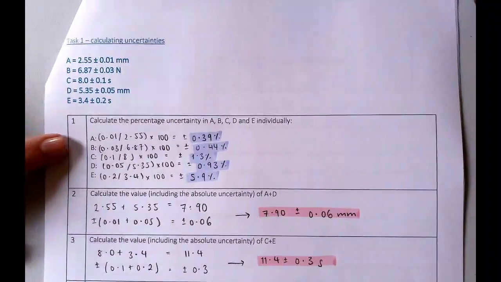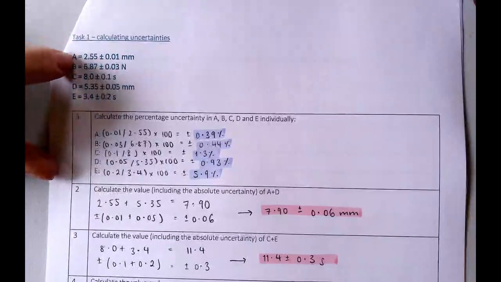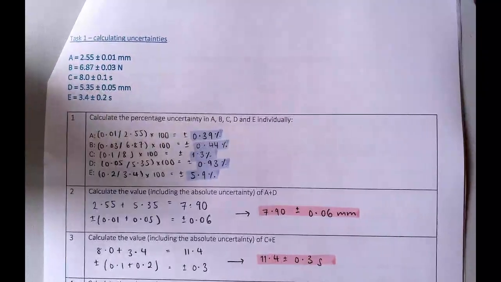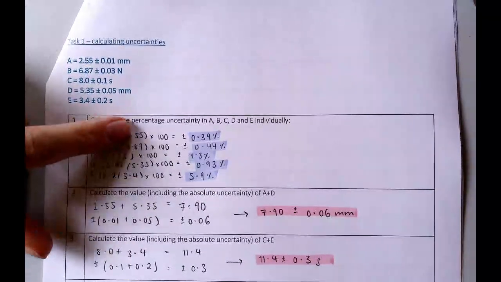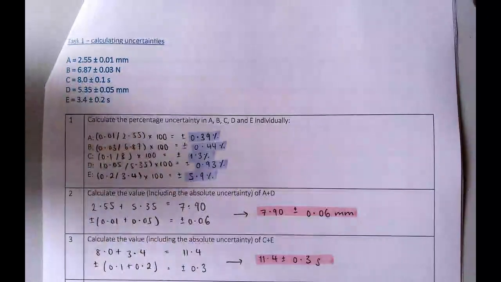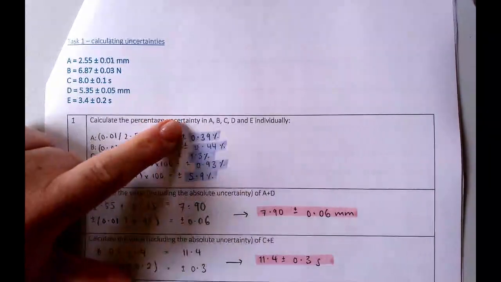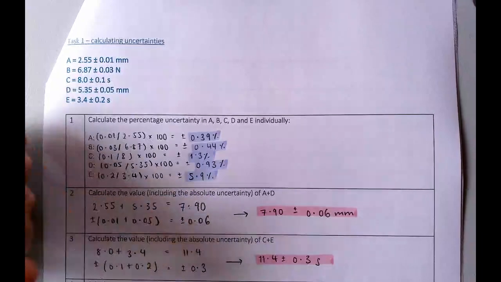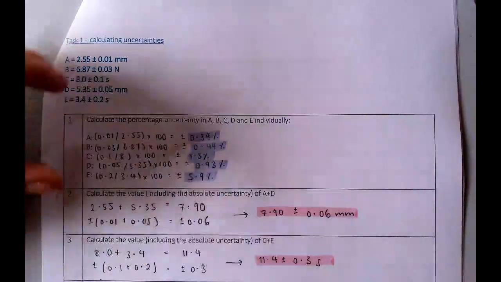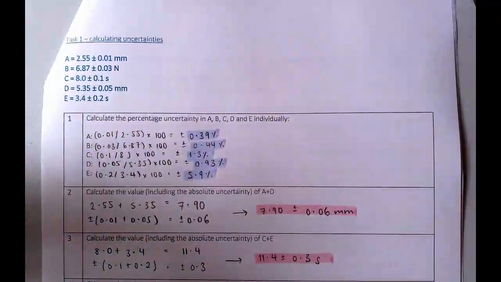You just had to find the uncertainty as a percentage of the value. So you find the ratio and then you multiply by 100. And so those were your percentage uncertainties. So you can pause if you need to, but that was just to get us started.